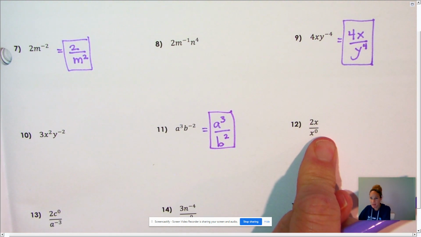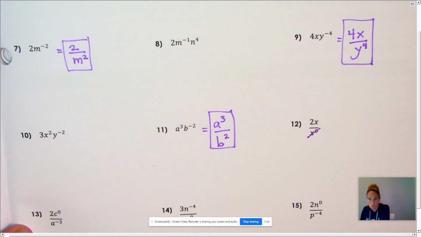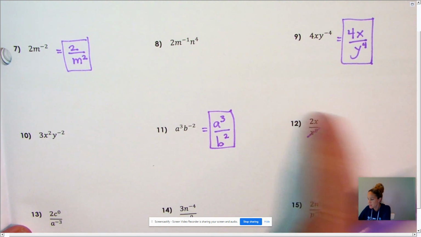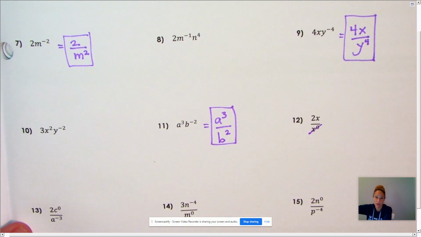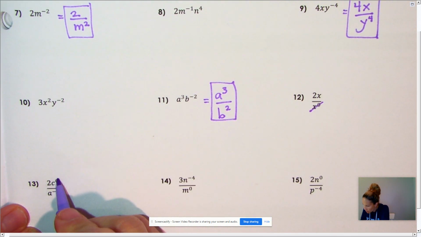Question 12, we're going to skip that one. But as you guys know, I'm just going to help you out here. That equals 1. Anything divided by 1 is just itself. So you're welcome. Question number 13, anything to the 0 equals 1.